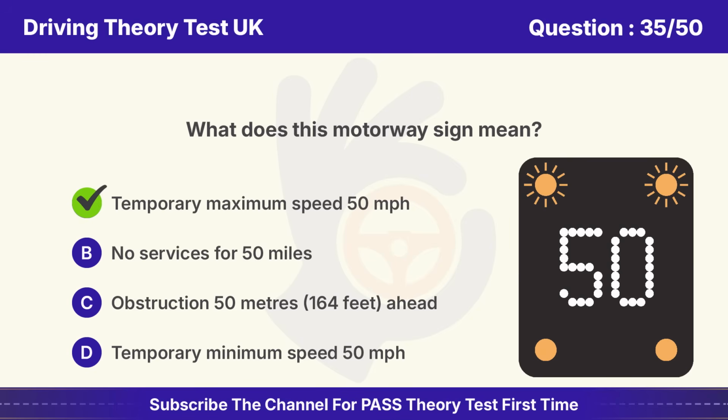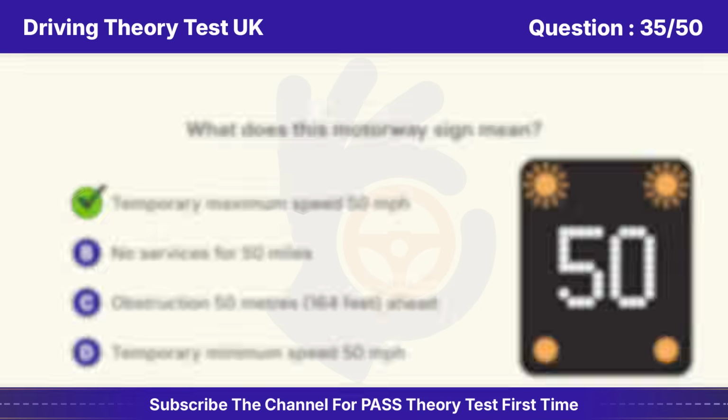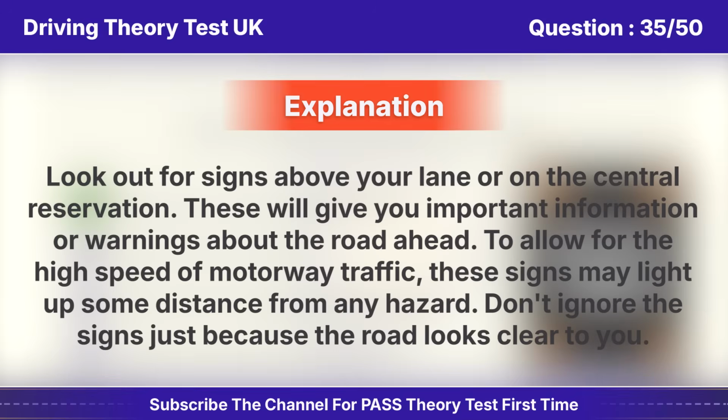Answer is A. Temporary maximum speed 50 miles per hour. Look out for signs above your lane or on the central reservation. These will give you important information or warnings about the road ahead. To allow for the high speed of motorway traffic, these signs may light up some distance from any hazard. Don't ignore the signs just because the road looks clear to you.